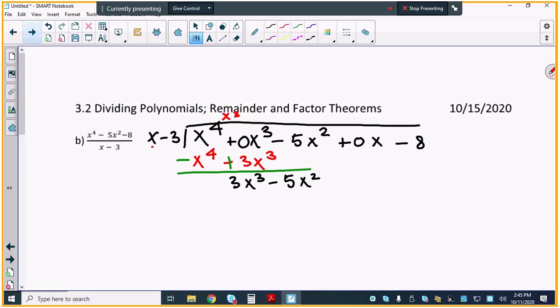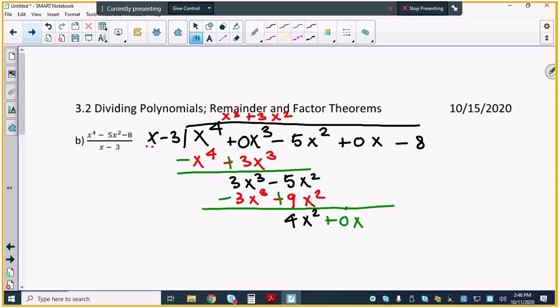So now I am looking to multiply something with x to get 3x cubed. Well, I need 3 positive x squared, and that will do the work for me. So I will get 3x cubed minus 9x squared. Subtract. Change positive to negative, negative to positive. 3x cubed will cancel each other. 9 minus 5 is 4, so I get 4x squared, and I bring down the next available term, which is plus 0x.